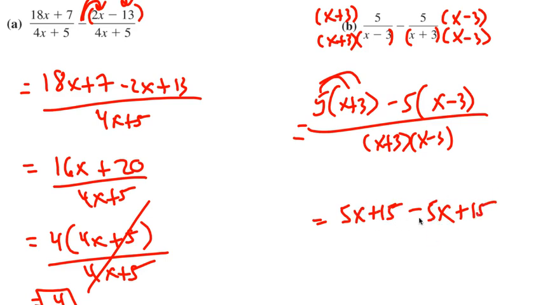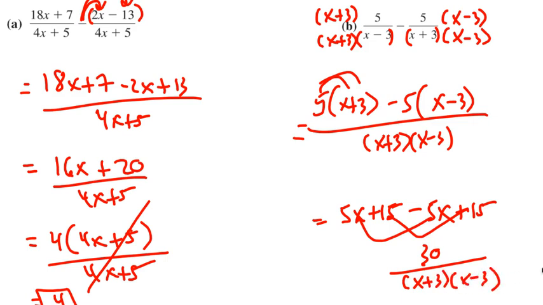And then if I simplify this more, that's going to cancel out, and this is going to give us 30. So we have 30 all over our common denominator of x plus 3 times x minus 3. And that's all we can do there.